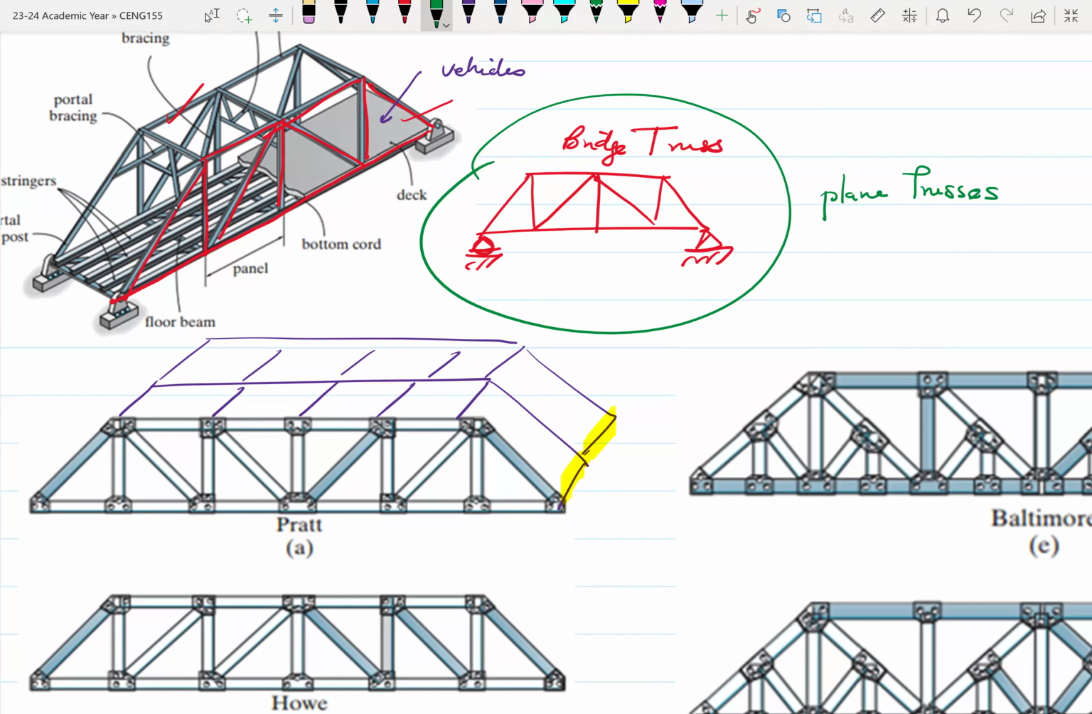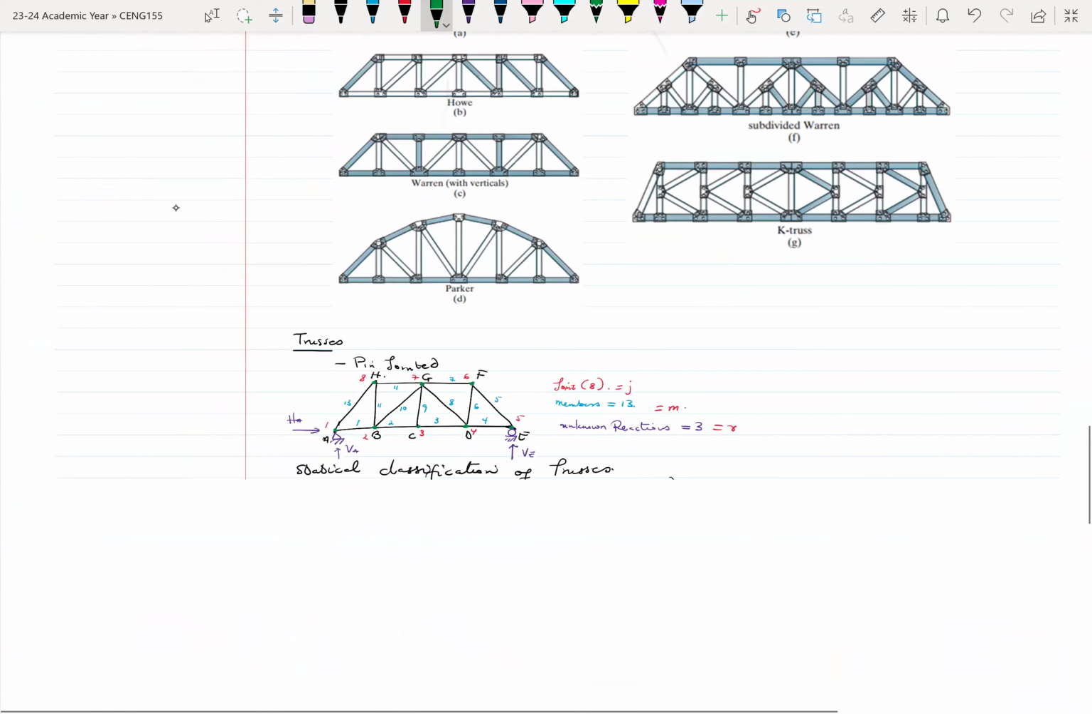Plane trusses. Right. So trusses which tend to only act in the X and Y directions. We can also have space trusses, which act in the X, Y, and Z directions. If we have enough time, we might look at the space truss. But for now, we'll be focusing on the plane trusses, which act in the two-dimensional directions, X and Y.